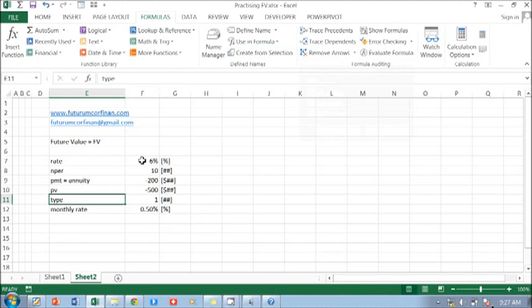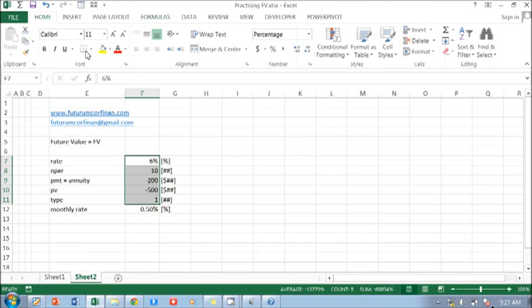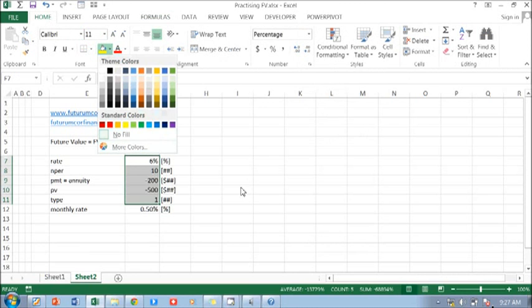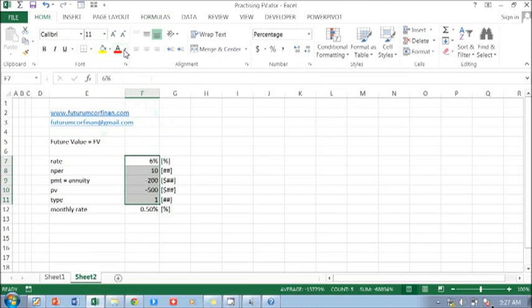Okay. So you can see that it's already changed to red. For this, because this is the input, you can put a color, you bold it, you can put italics there. So this is the input, and you have 5%, 0.5%, 0.50%. You can see that it's already named monthly rate. This is type, PV, PMT, and NPER rate.